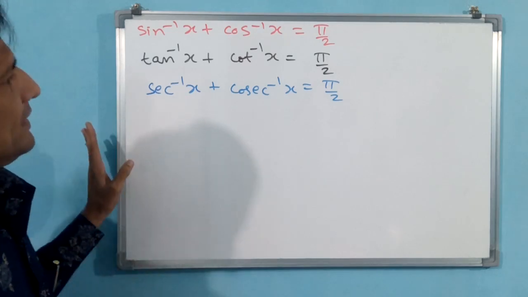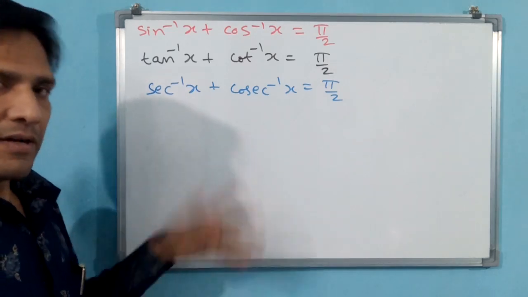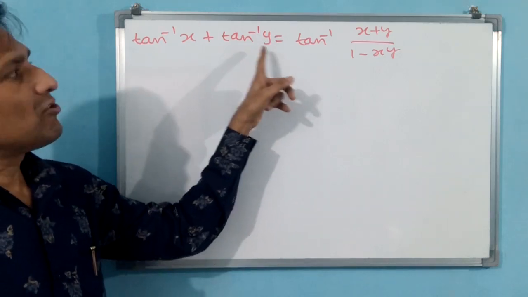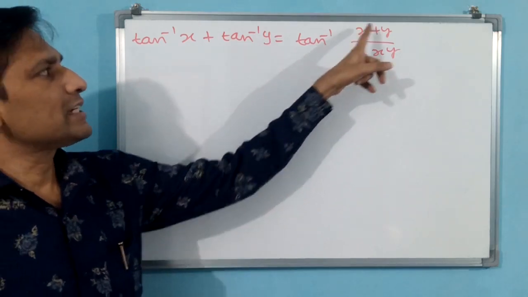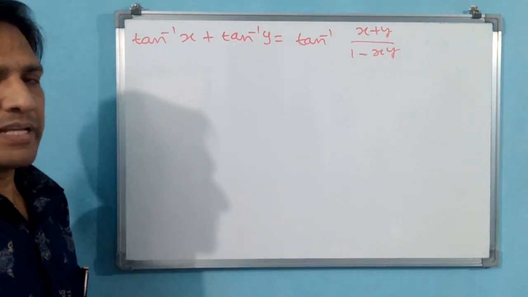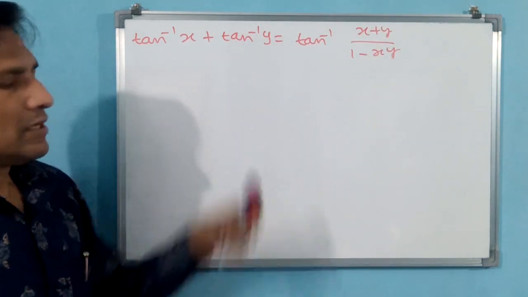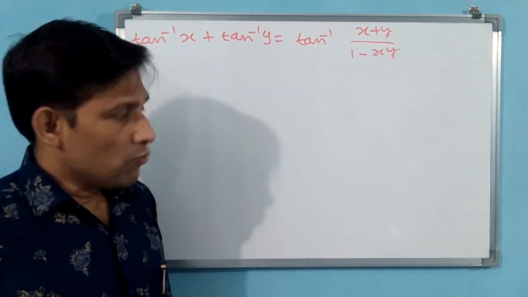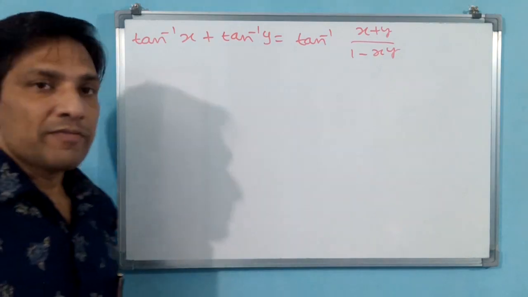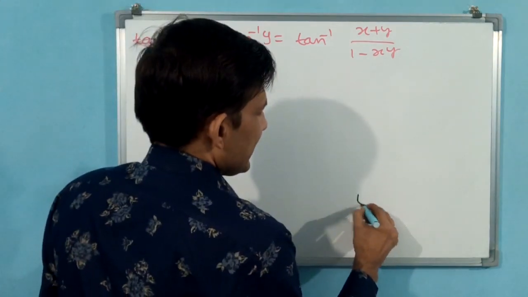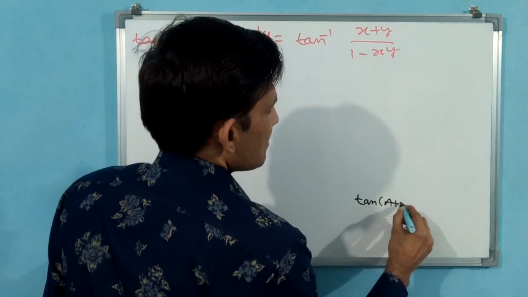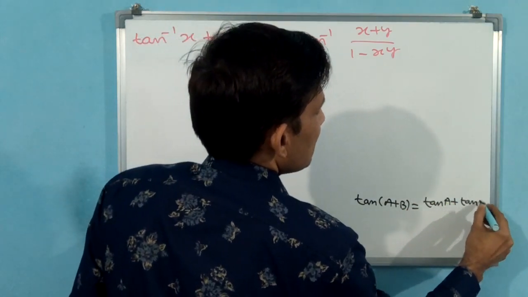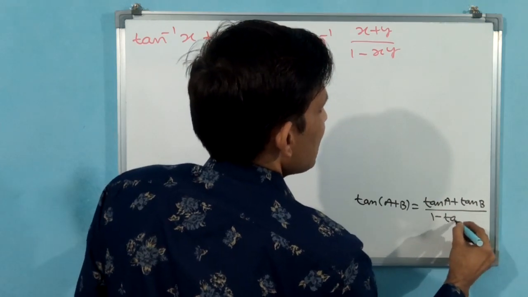Okay then, let us go for another property. You see here, tan inverse x plus tan inverse y is equal to tan inverse of (x plus y) by (1 minus xy). This property we have to show proof. I am going to show you. But before that, we have to recap the formula tan of a plus b. Okay, I am writing this here. Tan of a plus b is equal to (tan a plus tan b) by (1 minus tan a tan b).